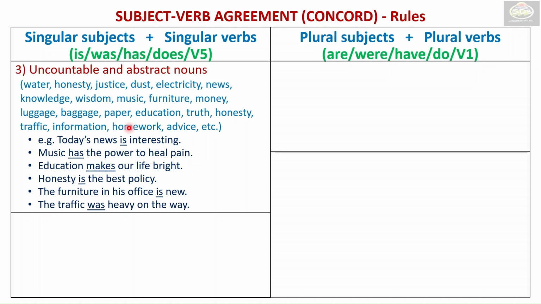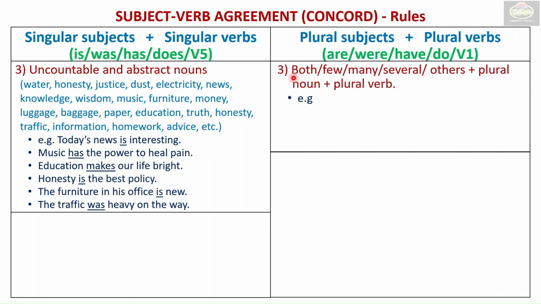Let's observe some examples. Today's news is interesting. News is. Music has the power to heal pain. Education makes our life bright. Makes. Honesty is the best policy. Is. The furniture in his office is new. The traffic was heavy on the way. All these sentences have singular subjects, therefore we have used singular verbs with them.